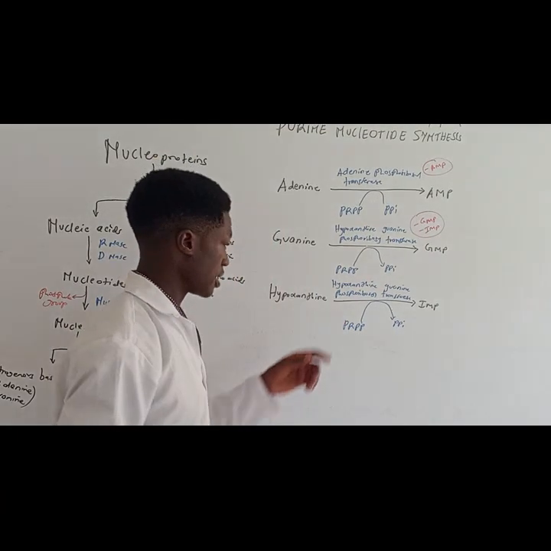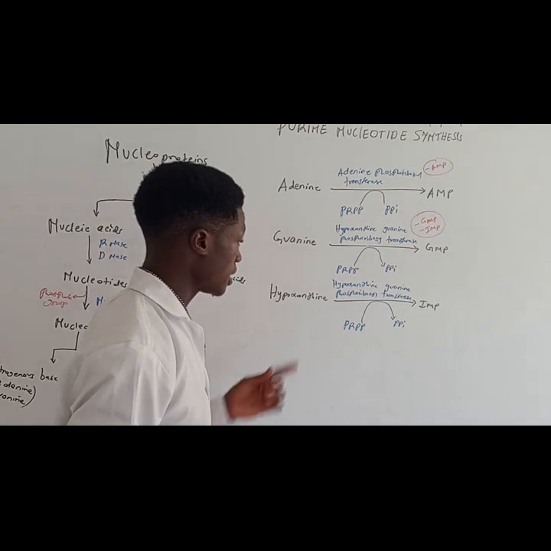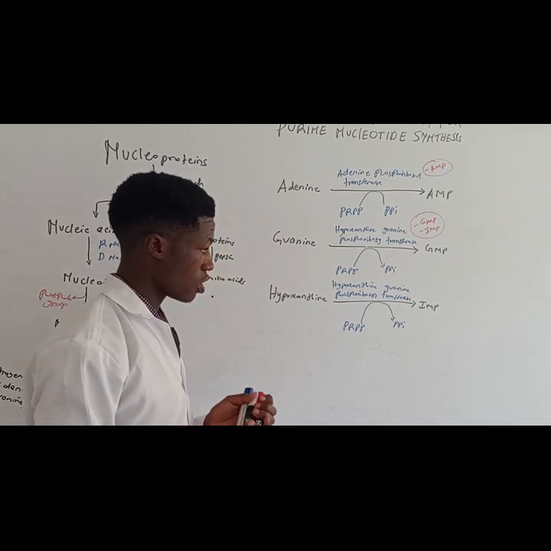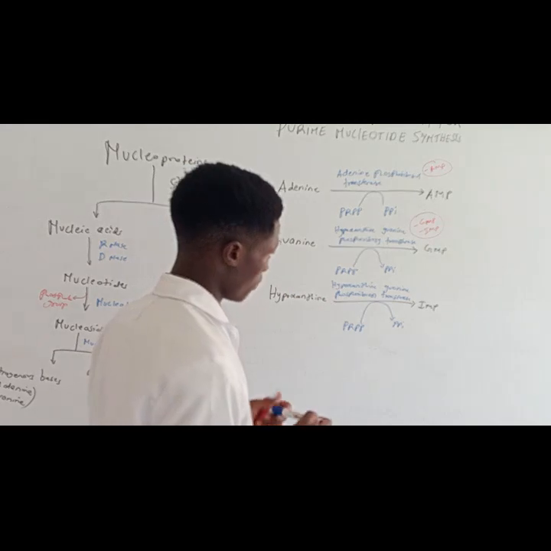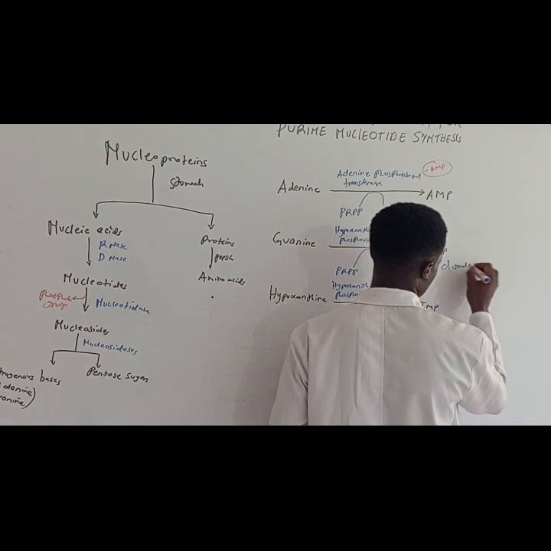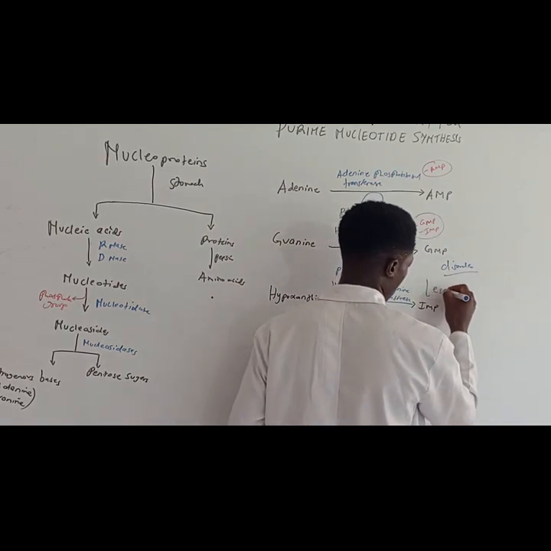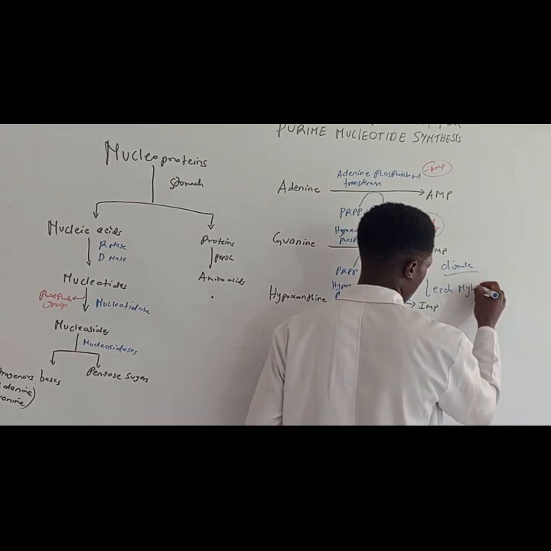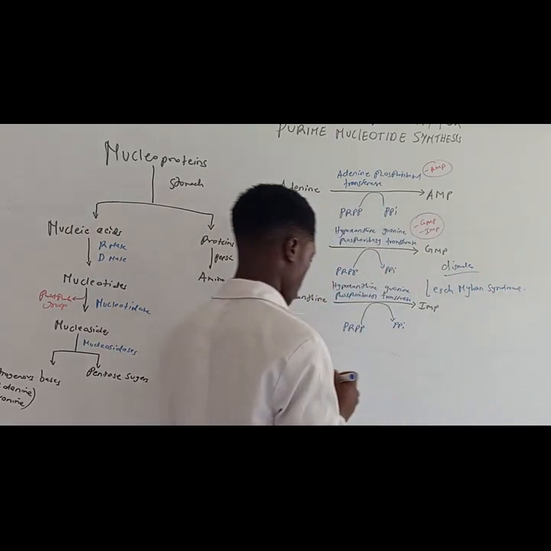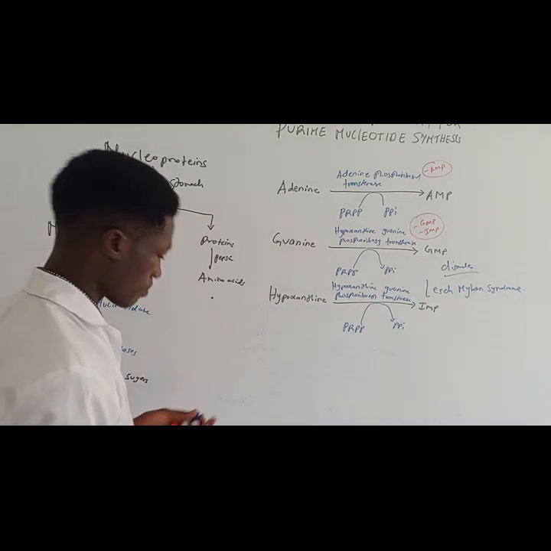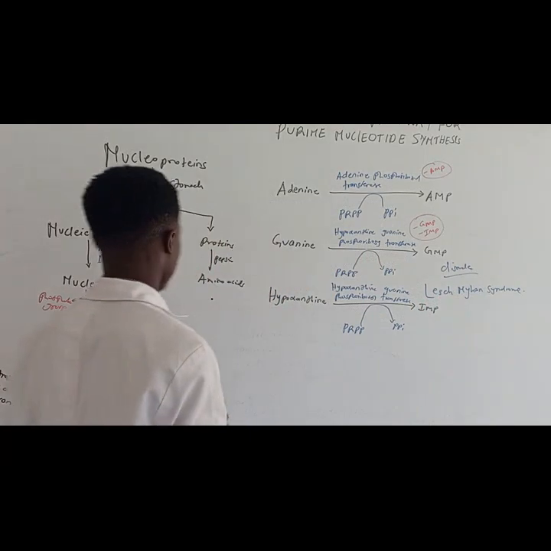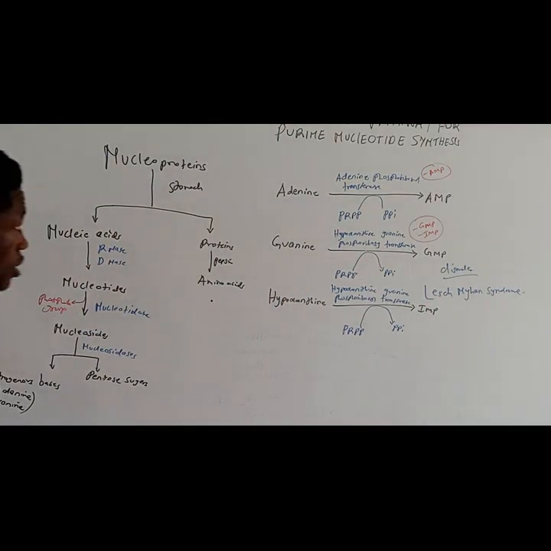Then, this enzyme here, just as I told you, is very important, and therefore its deficiency or defect, so that it doesn't function, can lead to a condition called Lesch-Nyhan syndrome. That shows how important this particular enzyme is. Guys, that's very important. That's all about the salvage pathway.